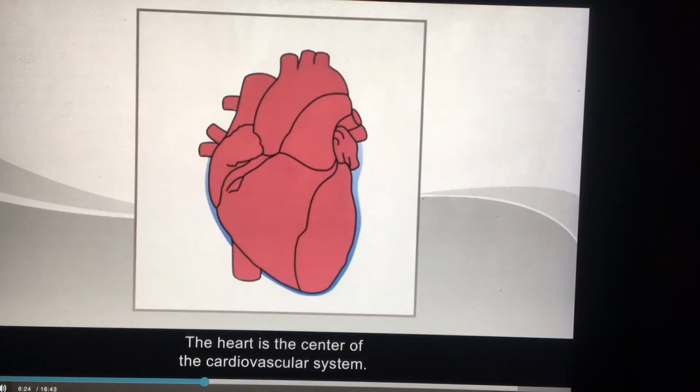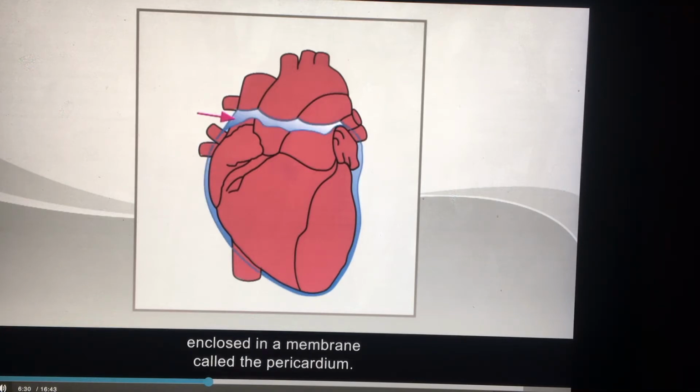The heart is the center of the cardiovascular system. It's about the size of a fist, and it's enclosed in a membrane called the pericardium. Like a pump, it contracts and relaxes about 60 to 80 times a minute to force blood to move through the circulatory system. The heart has 4 chambers. The 2 upper chambers are called the right and left atriums. The 2 lower chambers are called the right and left ventricles.